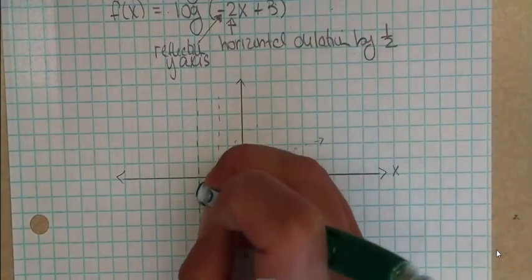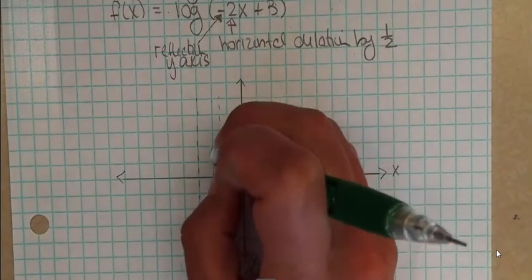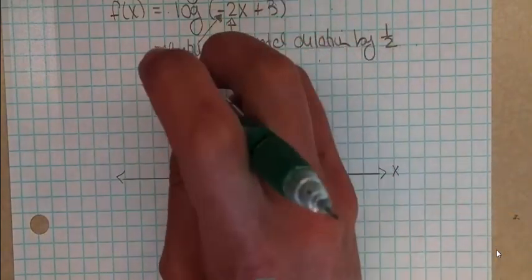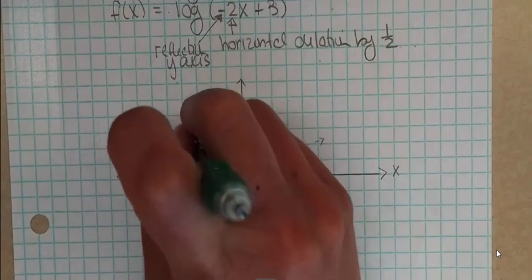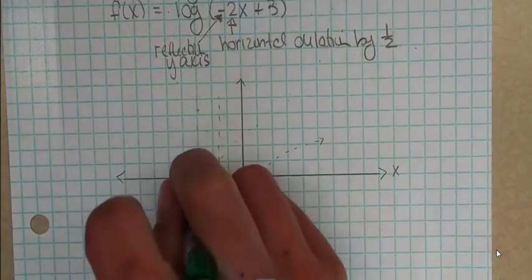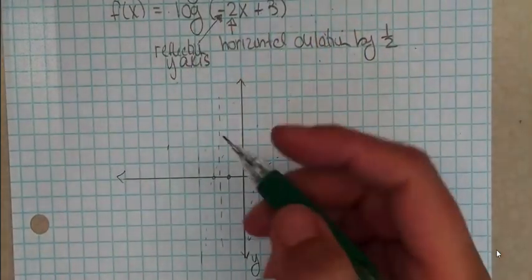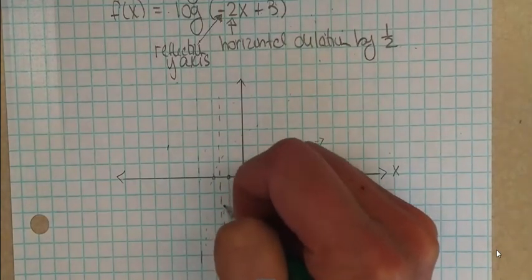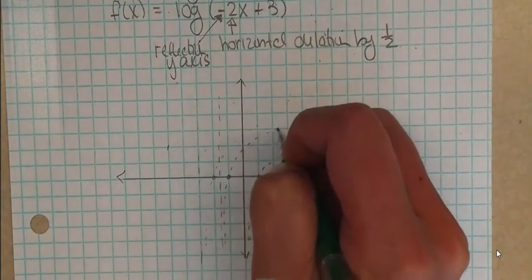Okay, so it might help, and you might want to do this in a couple separate graphs. It's up to you, whatever it takes to help you remember these things. So now I know that my graph is looking like this.